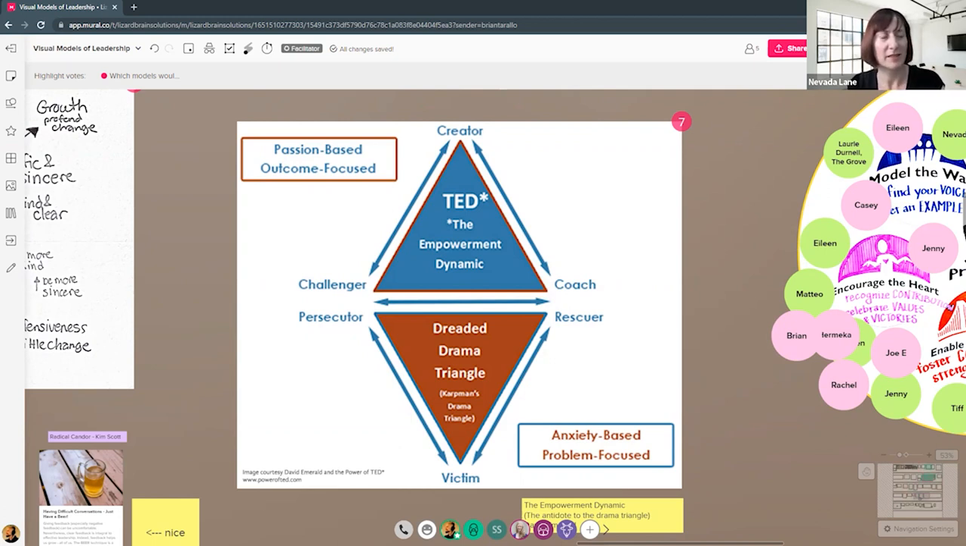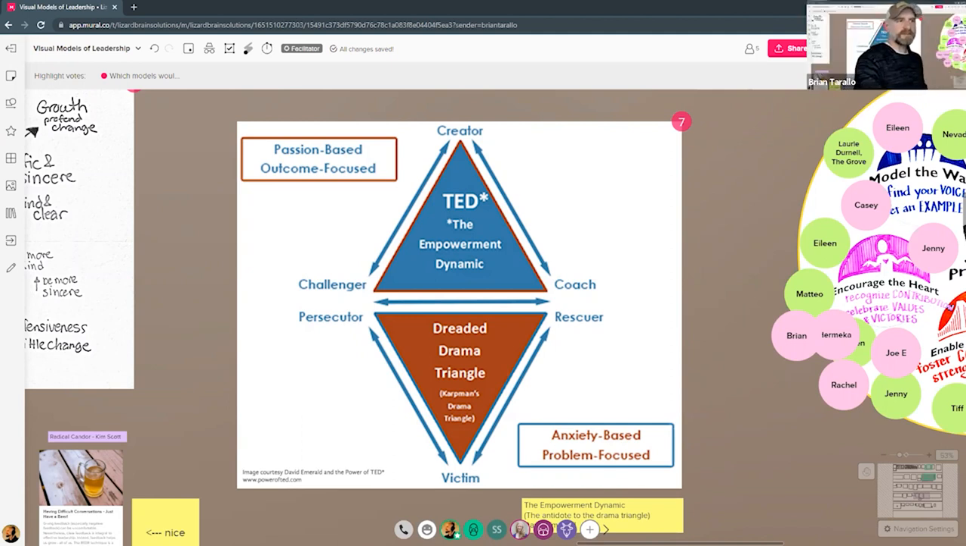You probably can see the applications here in coaching, but also with teams, right? In the way that they're framing problems. Are they framing it as victims? Are they framing their work as rescuers? So it has an application here, I think, for teams as well, and also organizational cultures.